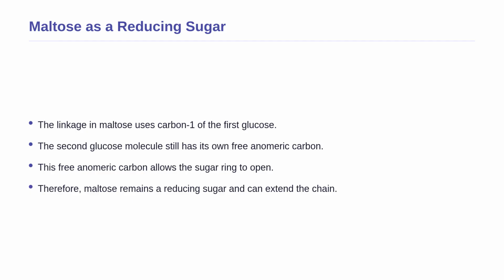Following the formation of maltose, we must note a very important chemical property. In the maltose molecule we just built, the glycosidic linkage only ties up the anomeric carbon of the first glucose molecule. The second glucose molecule still has its own free anomeric carbon at its far end. Because this reactive center is untouched, the sugar ring can still open up and participate in further chemical reactions. This means maltose remains a reducing sugar. It can still react with other molecules or extend the carbohydrate chain even further, which is essential for building long starch molecules.